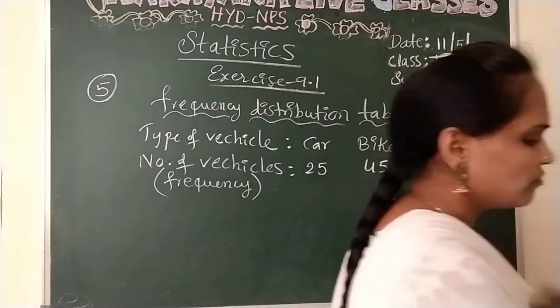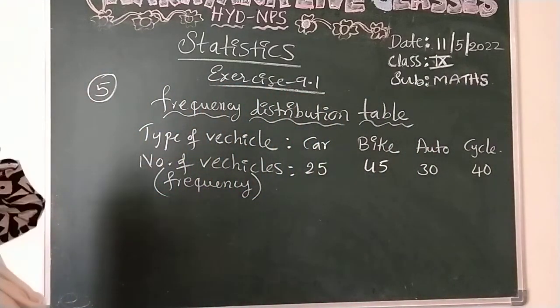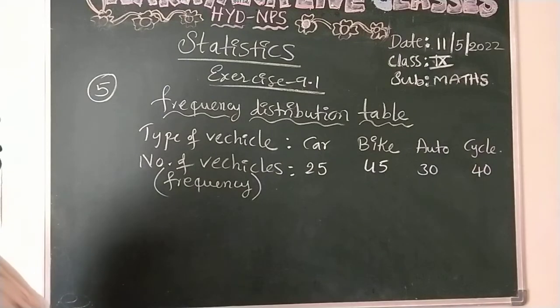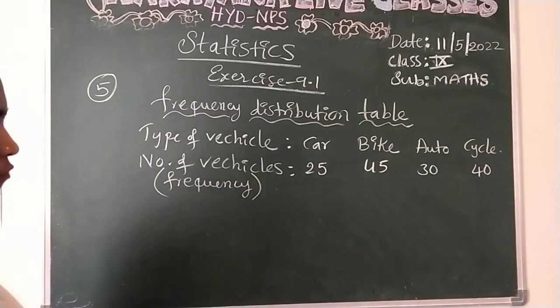From the graph we should write the type of vehicle, meaning the name of the vehicle, that is car, bike, auto, cycle, and frequency, number of vehicles. So car 25, bikes 45, autos 30, cycles 40. This is the frequency table of the fifth question.